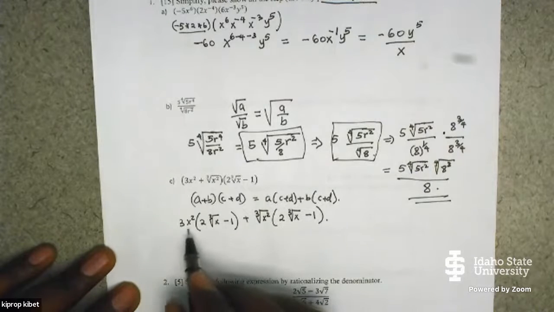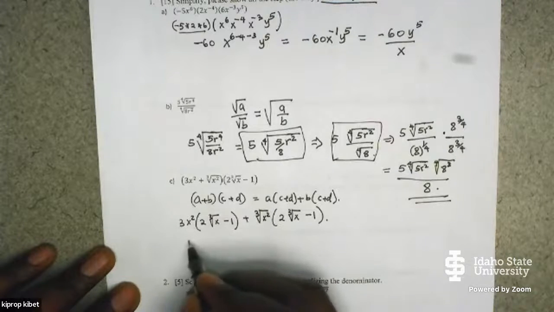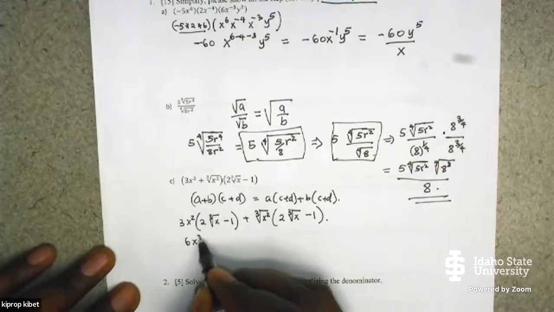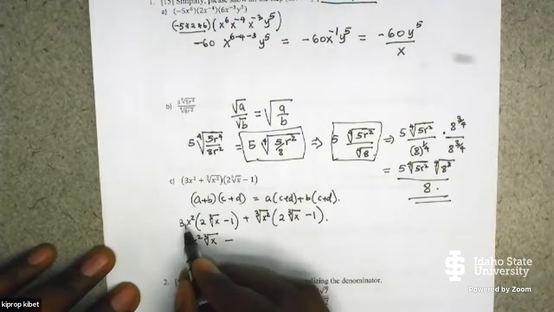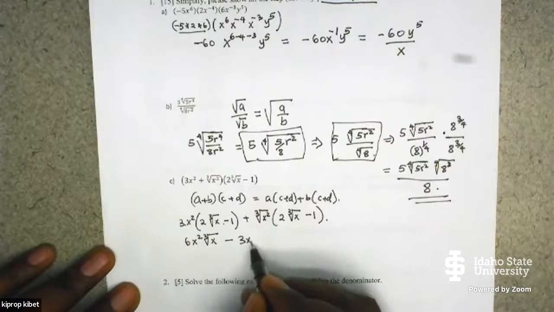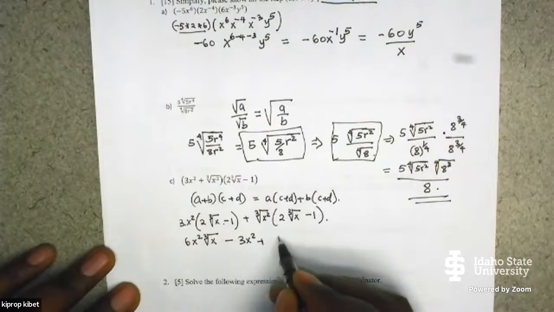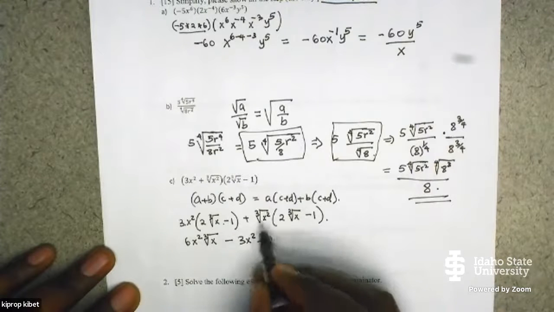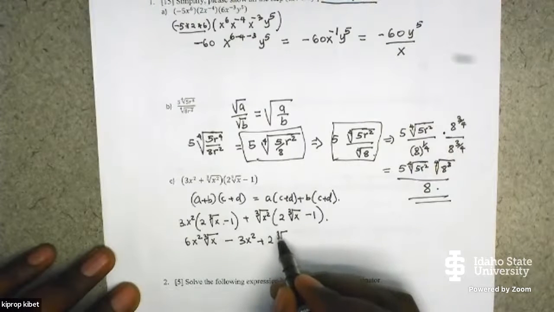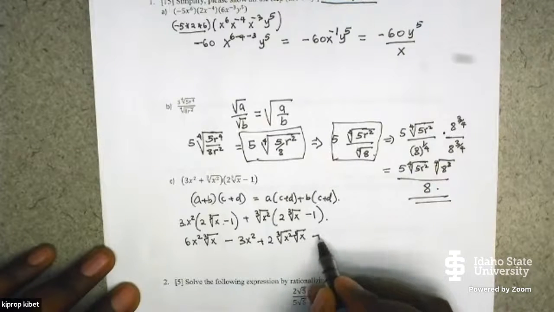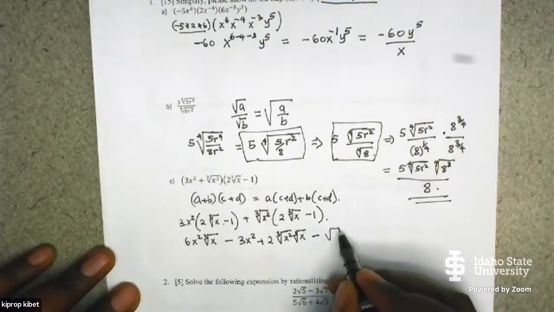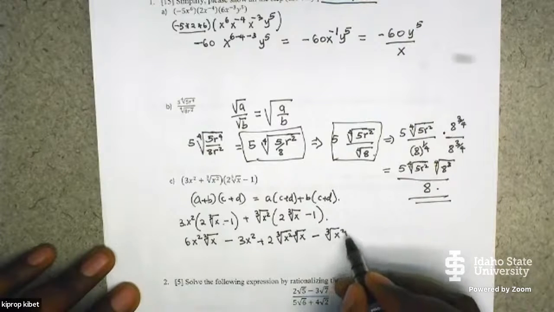So once you expand this, then this will just be 6x squared, the cube root of x, minus 3x squared, plus 2, the cube root of x squared multiplied by the cube root of x minus the cube root of x squared.